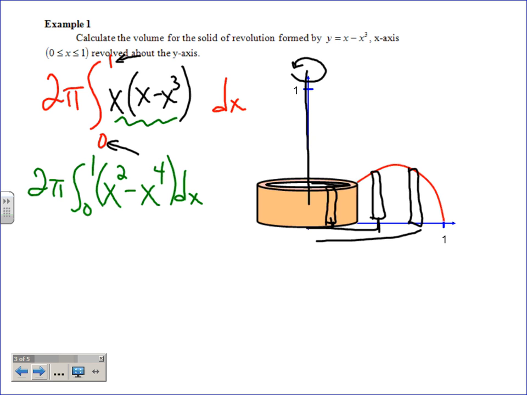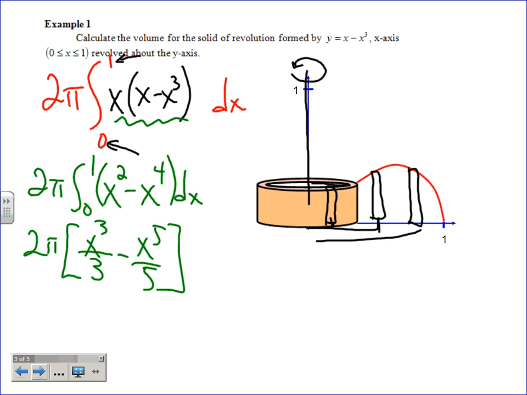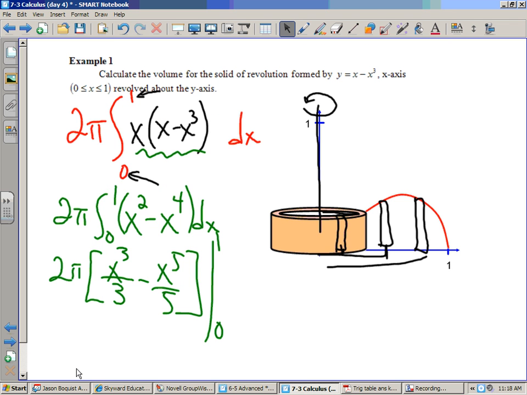Because could we have done this one? Do we have a method to do it right from there? Does substitution help there? No. Integration by parts? No. So let's just go down here. We'll integrate that. So it's 2 pi, bracket, x cubed over 3 minus x to the fifth over 5, 0 to 1. 0 is going to be a nice one again. Just got to check how close we are here.